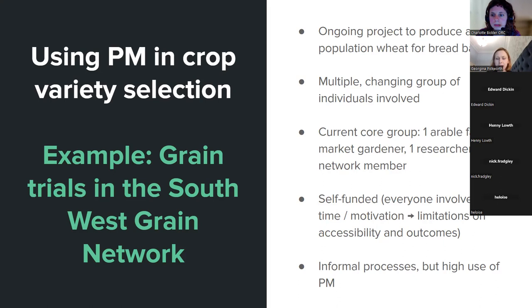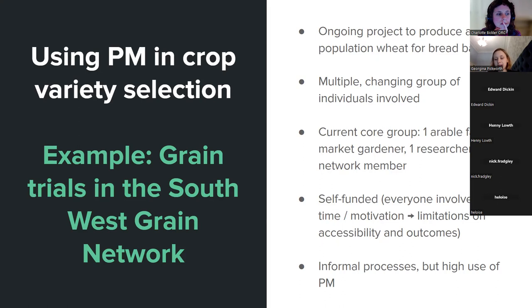There's, as I said, an ever-changing group of people involved. We've since replicated the trials on further patches of land. It's a self-funded project, meaning that everybody who has been involved has had the time and the finances and the motivation to participate, which obviously has some limitations on the accessibility of this project and the diversity of perspectives that have fed into it. And on the outcomes, so on what we've been able to achieve, and the processes have been informal, but I would say there's been a high level of use of participatory methods.